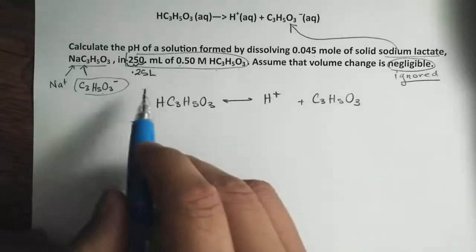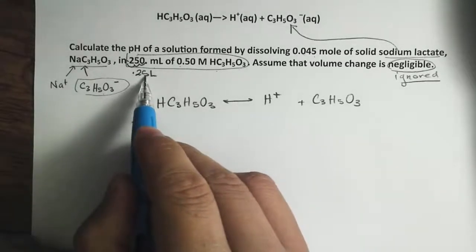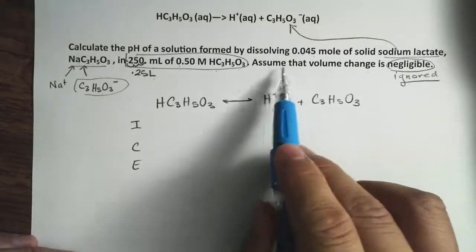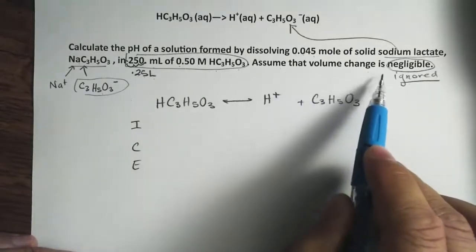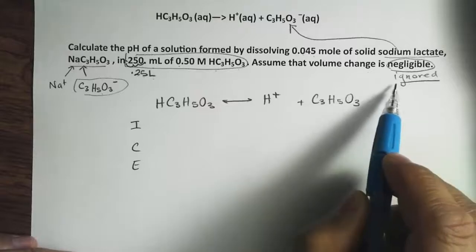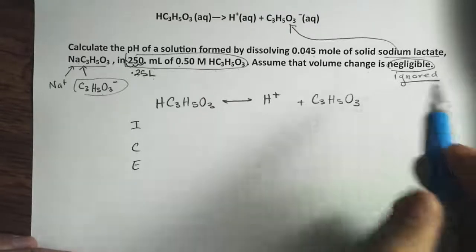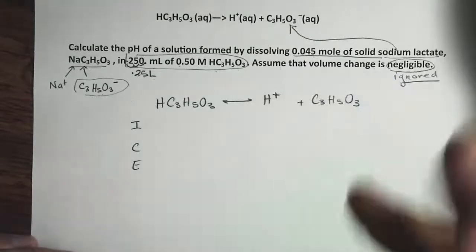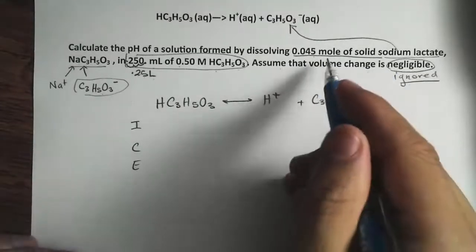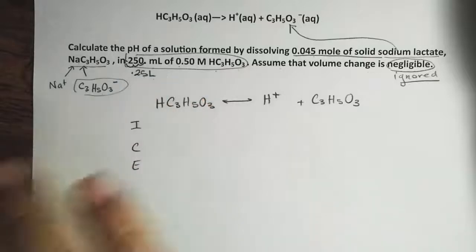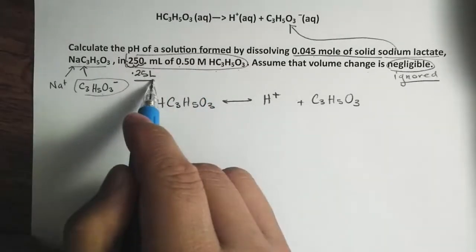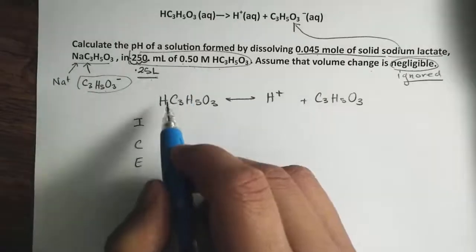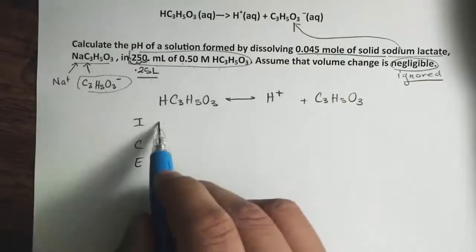And this 0.25 liter is the volume of this container. But what do they mean by the volume change is negligible? Well, that means to be ignored. They are referring to the volume of the solid right there. It is a small amount that when you add it in here, it wouldn't change the volume. So keep that in mind. Very, very important. So let's go back and look at the ICE table.